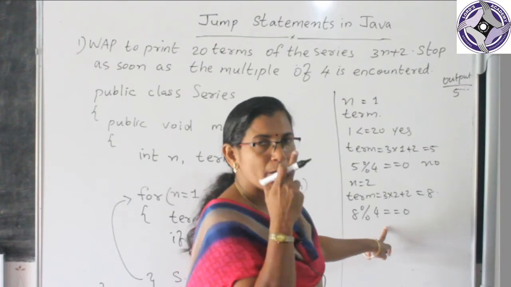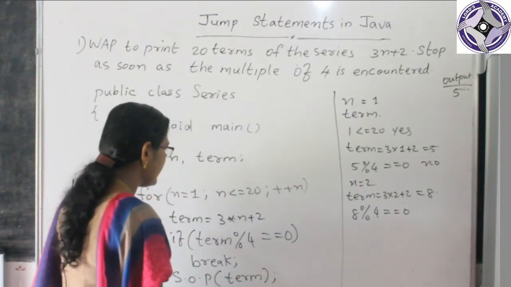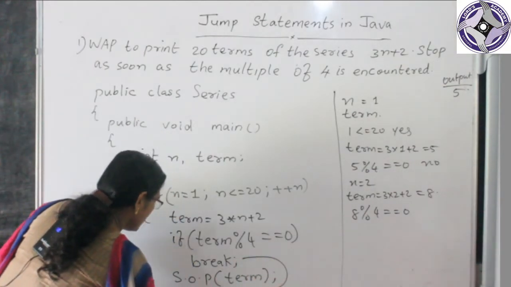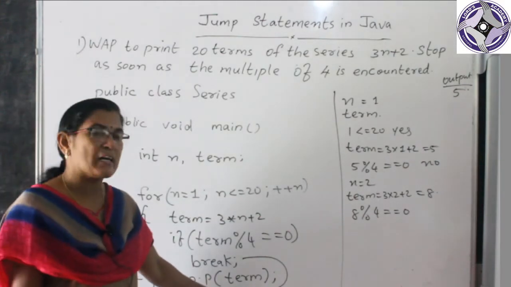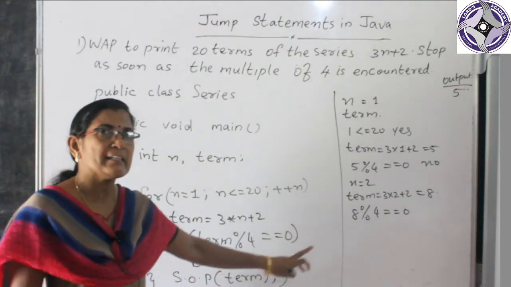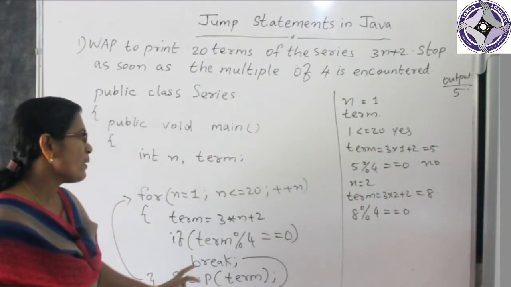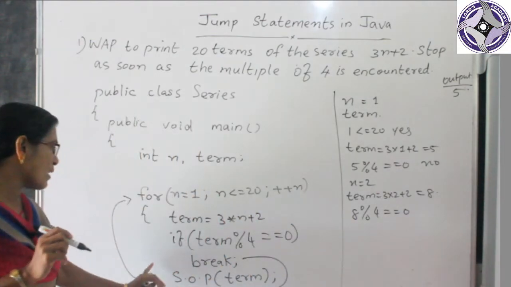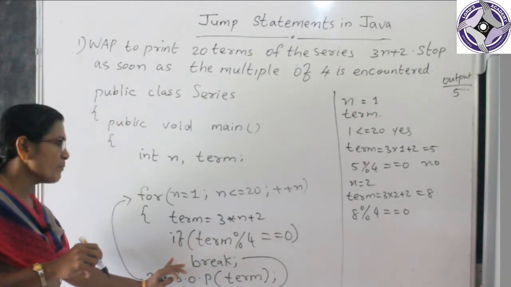8 is divisible by 4. So, 8 is a multiple of 4. So, what happened? Break command is given. Control goes out of the for loop without executing system.out.println term. So we will not get anything printed on the screen, control goes out of the for loop. So when we encounter a multiple of 4, control goes out. If term modulus 4 is equal to 0, break.